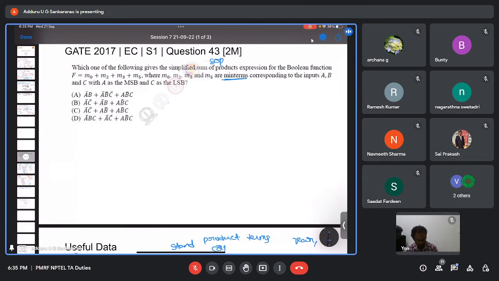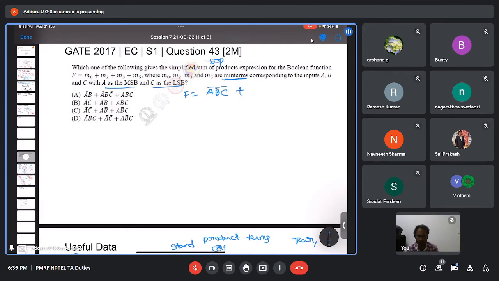Fine. In the question it is given m0 plus m2 plus m3 plus m5. So f is m0. What is m0 here? Here A is given as the MSB and C is given as the LSB. So m0 is A bar, B bar, C bar.